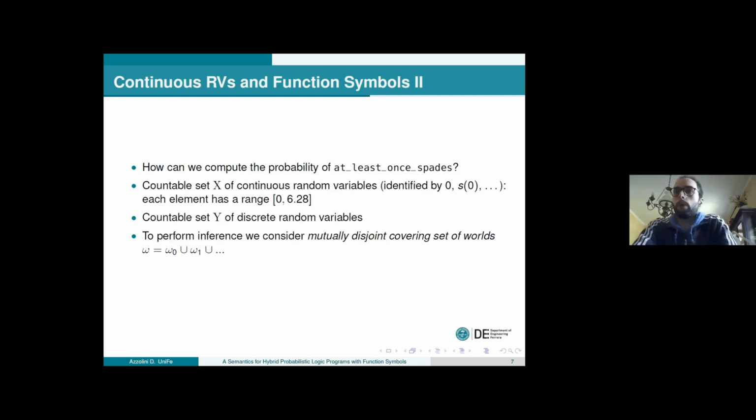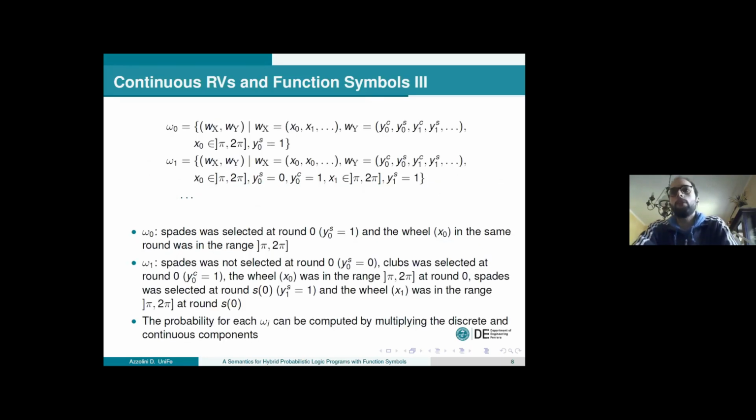So how can we compute the probability of this query? We have a countable set of continuous random variables, identified by 0, S(0), and so on, and each element has a range 0 to 2 pi. We also have a countable set of discrete random variables. To compute the probability of a query, we can consider mutually disjoint covering sets of worlds. So omega is the union of all the subsets omega 0, omega 1, and so on. For example, omega 0 has the following structure.